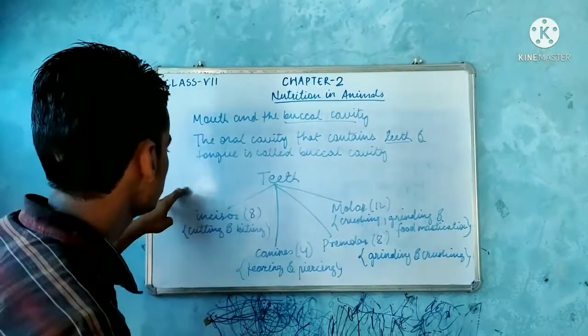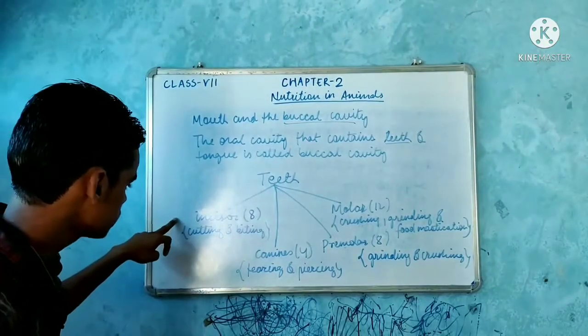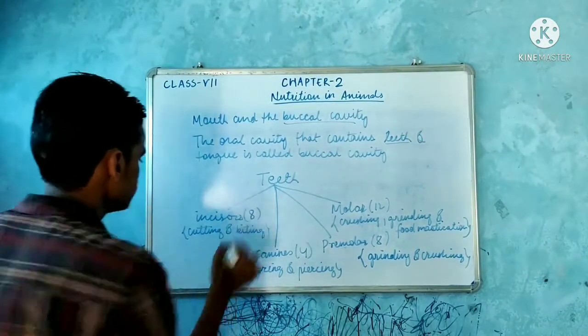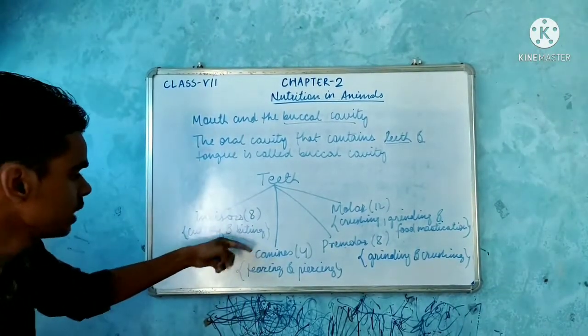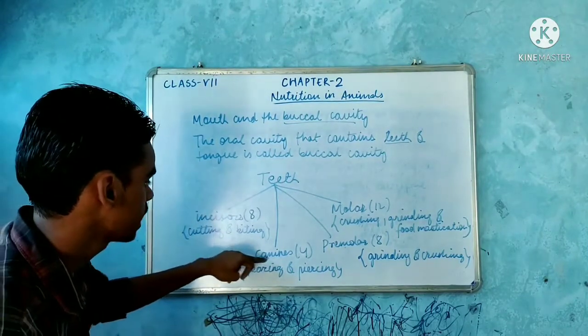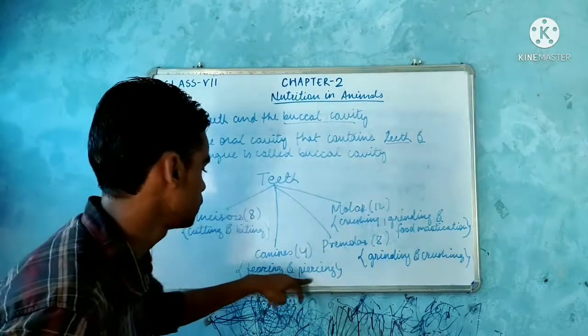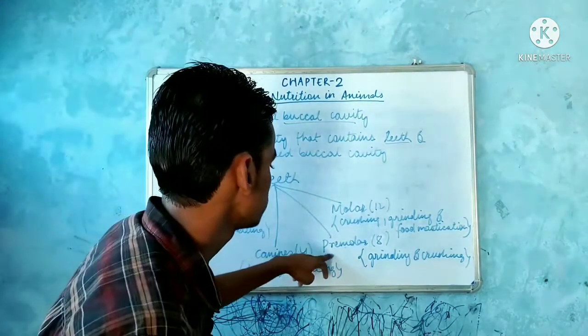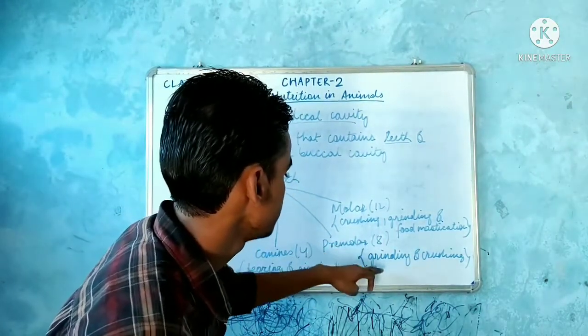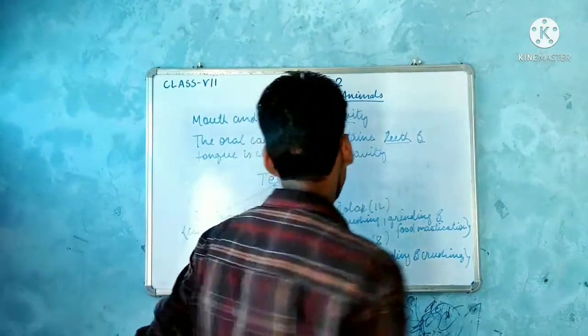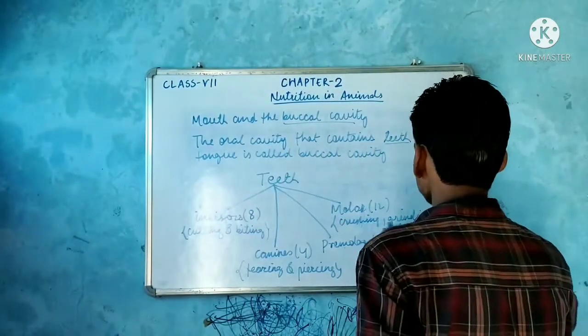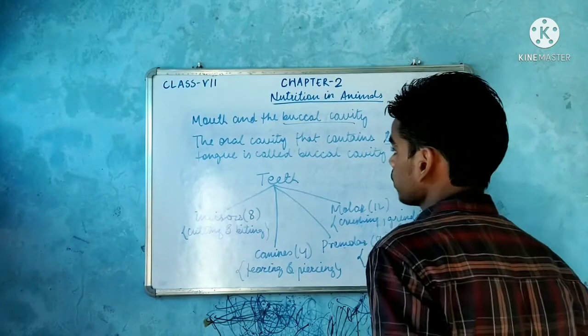So the 4 types of teeth present in our mouth are the incisors, which have a function of cutting and biting. Second type of teeth is canines, with a function of tearing and piercing. And third one is the premolar, with the function of grinding and crushing. And fourth one is the molar. It has a function of crushing, grinding and food mastication.